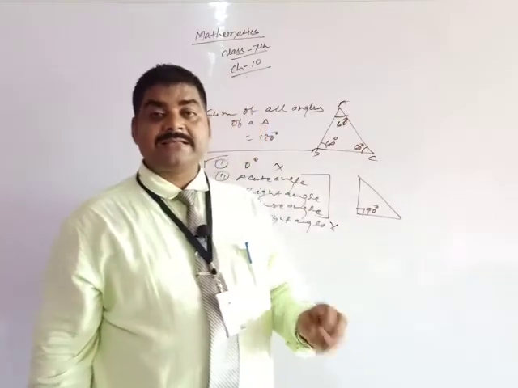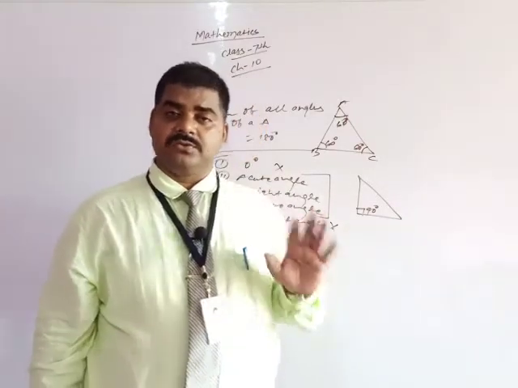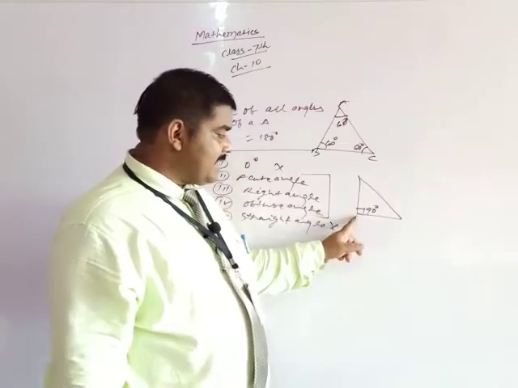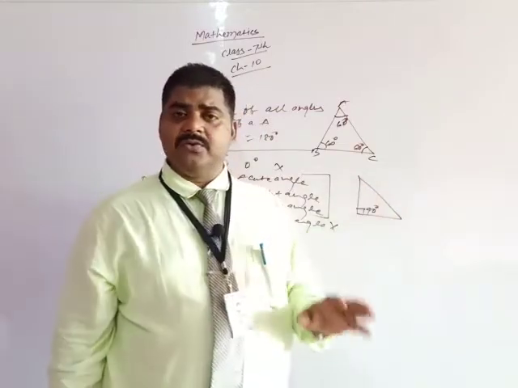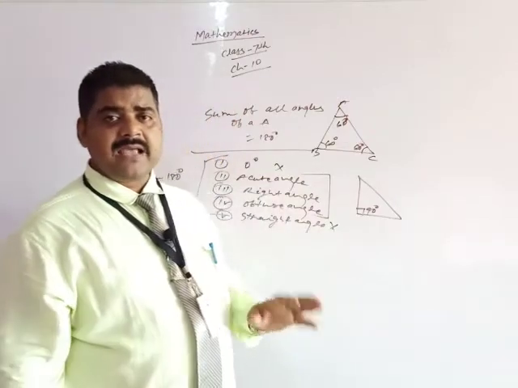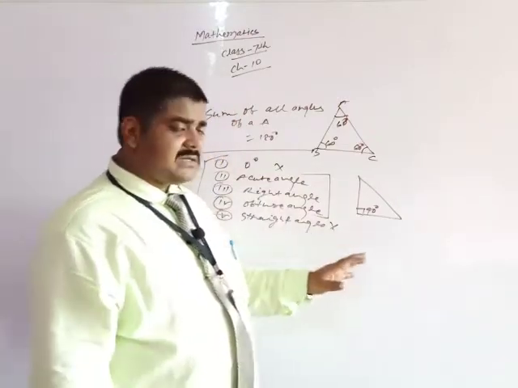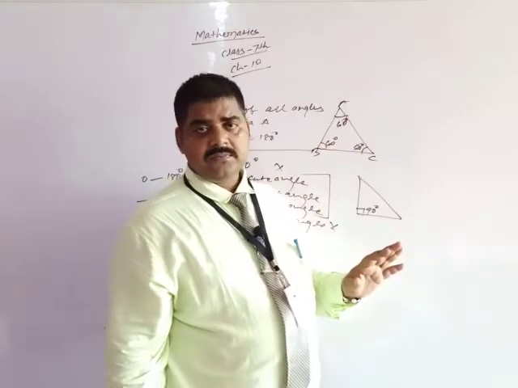Surely, the rest two angles must be acute. So one is a right angle, and the second and third angles are acute. Such a triangle is known as a right angle triangle.